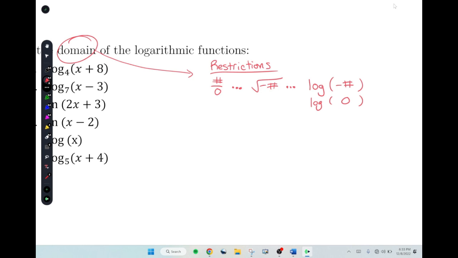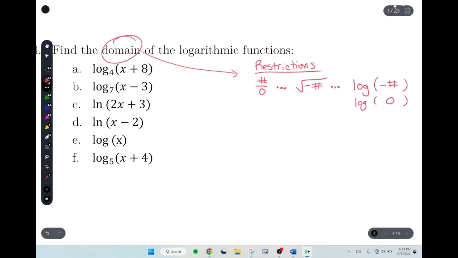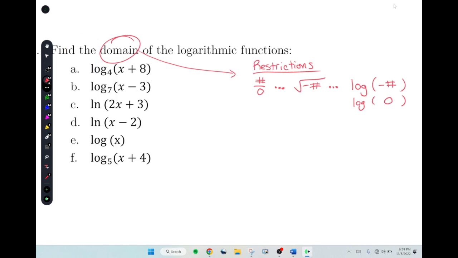So that's it. When we jump into that one, which one did you say, D? C? We'll take C, ln of 2x plus 3, and say, what makes this bad? There's no plug and chug or anything. We just have to logically think it out. What would make this bad?